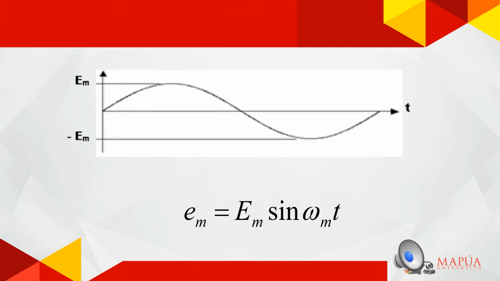Let us consider the equation of the modulating signal. The instantaneous value of the modulating signal equals E sub m sine omega m t, where E sub m is the peak amplitude of the modulating signal, and omega m indicates the angular modulating frequency, which is equal to 2 pi f m, where f m is the frequency of the modulating signal.